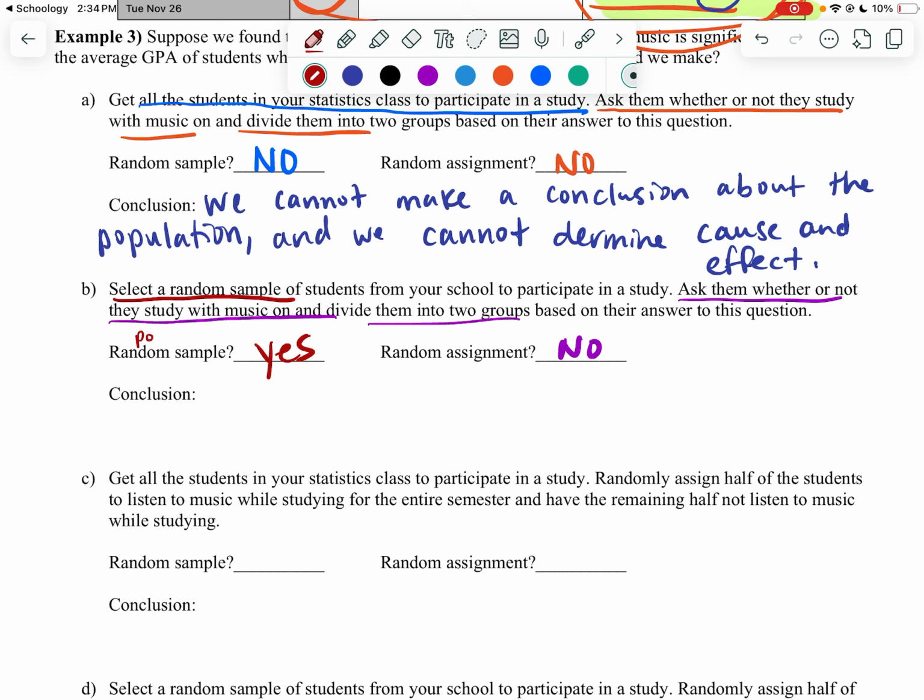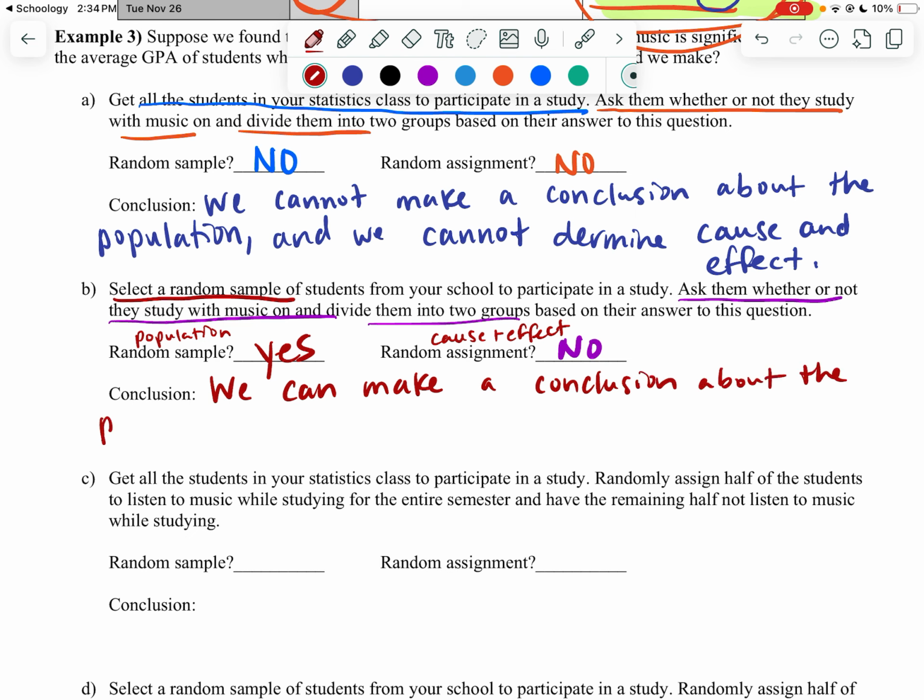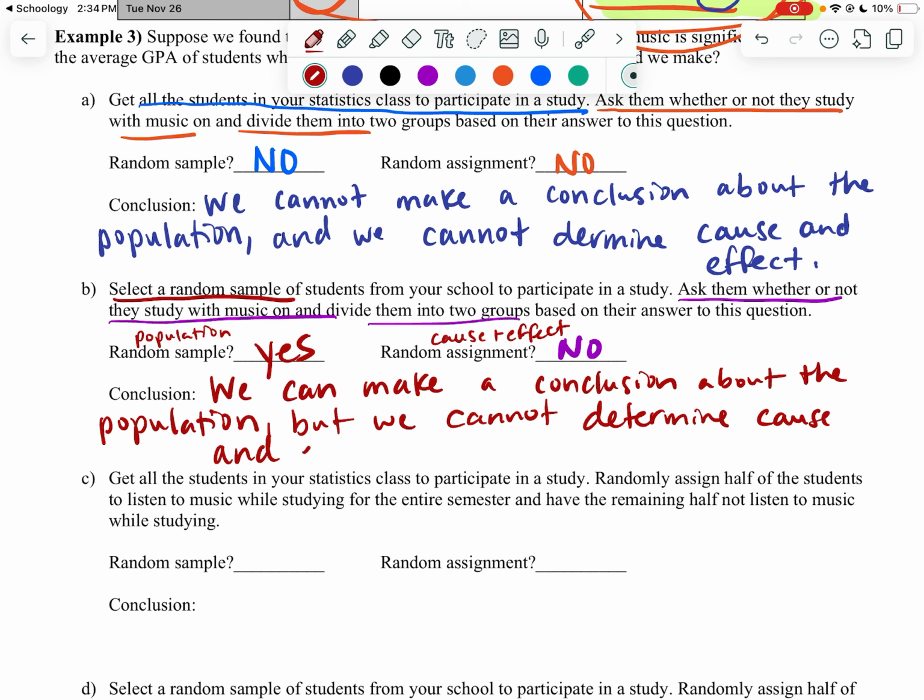So sample tells you about the population. Assignment tells you about cause and effect. So when we write the sentence, this one we're going to say, we can make a conclusion about the population, but we cannot determine cause and effect. Okay, that's just based on what my randomness is.